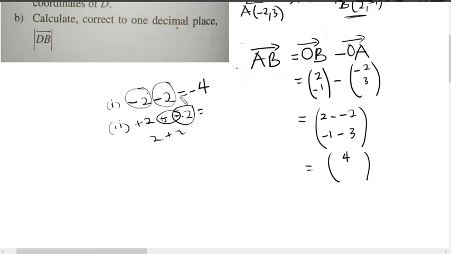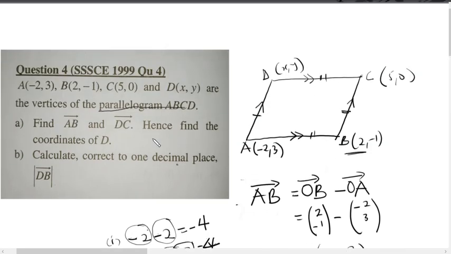So negative 2 minus 2 is minus 4, but 2 minus negative 2 is positive 4. And that is why here, negative 1 minus 3, we have negative 1 and we have a negative 3, so that turns to a negative 4. But with 2 minus negative 2, we have 4. So here will be negative 4. So the vector AB is (4, -4). As simple as that. All right, we get to the vector DC here.